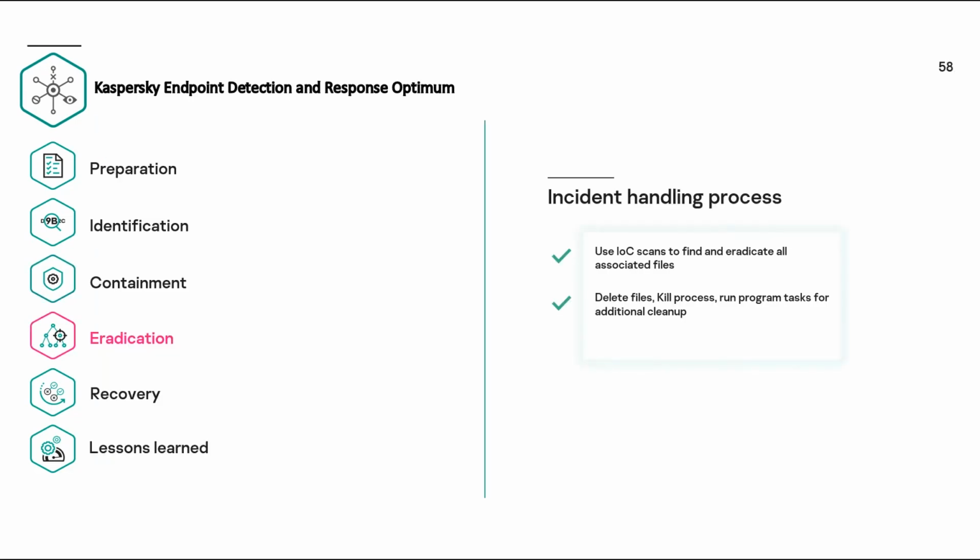Now that we've gone through the containment stage, the next stage is eradication. Here we're going to create an indicator of compromise scan using data generated by the endpoint. And optionally, we can execute remote commands on client devices. For example, if we wanted to remotely delete a file or kill a process, or even run a regsvr command and change back a registry key.